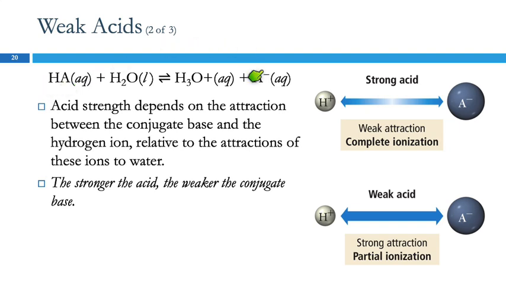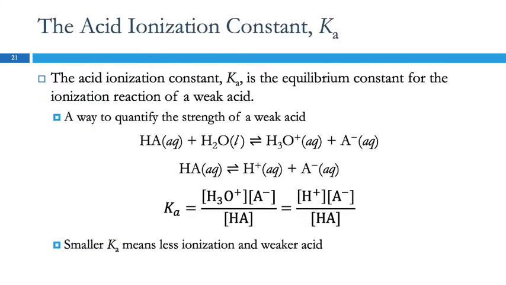This is the acid, that's the conjugate base. If the acid is strong, then the conjugate base is weak. The stronger the acid, the weaker the conjugate base. Well, how do we know where that equilibrium lies? An equilibrium constant. So here we're calling this equilibrium constant Ka, because it's the constant for the ionization reaction of a weak acid. And it's called the acid ionization constant.